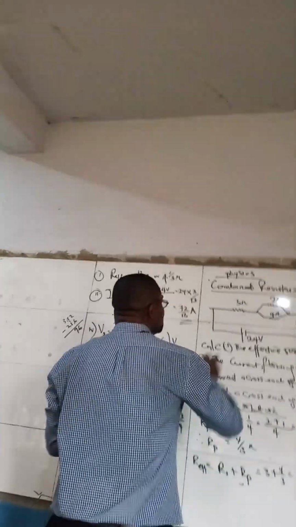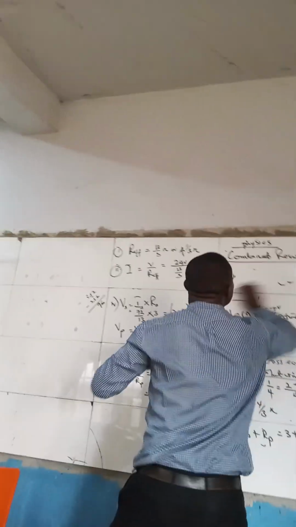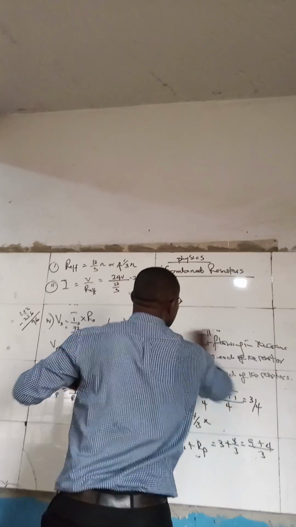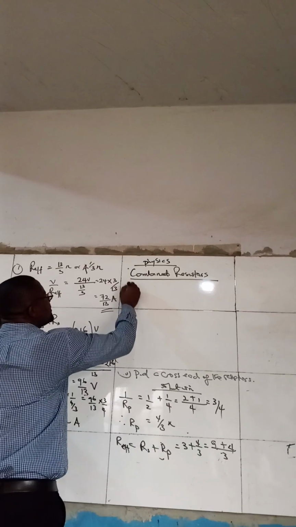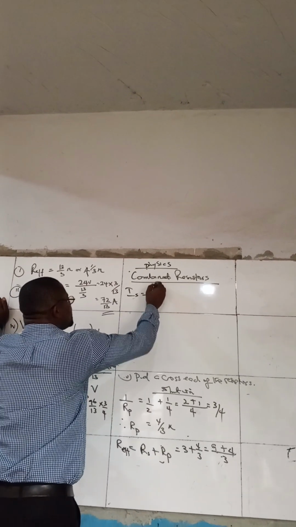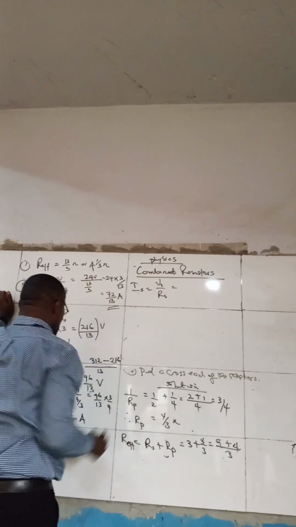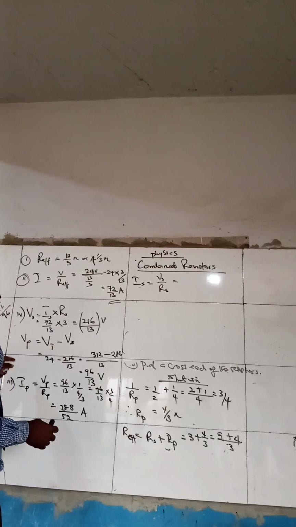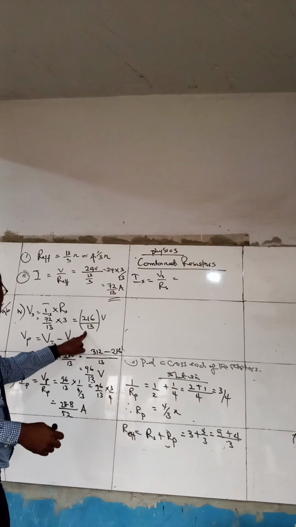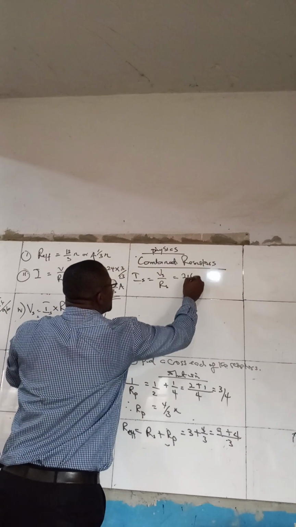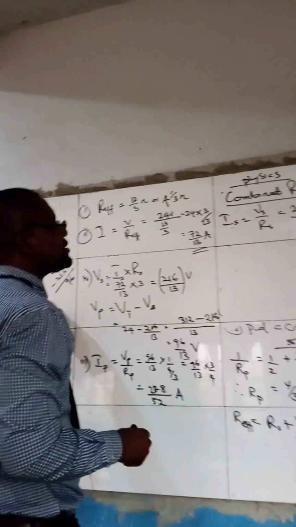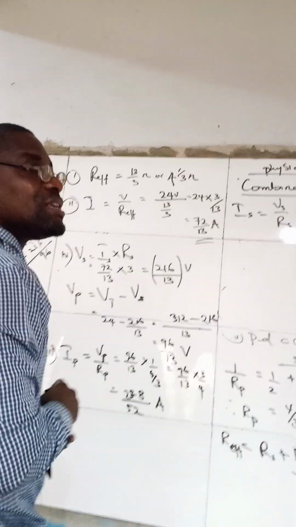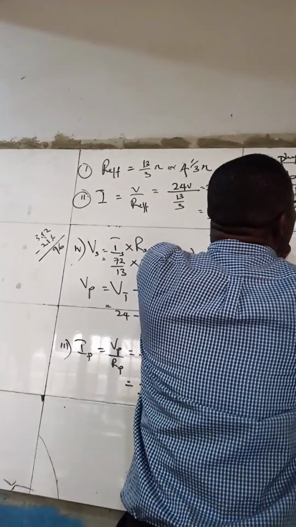We also look at the last one, which is the current in the series. In fact, the current in the series is going to give us the same thing. The current in the series is the voltage of the series over the resistance of the series. The voltage of the series is 216/13, divided by the resistance of the series, which is 3. When you divide, you have about 72/13.